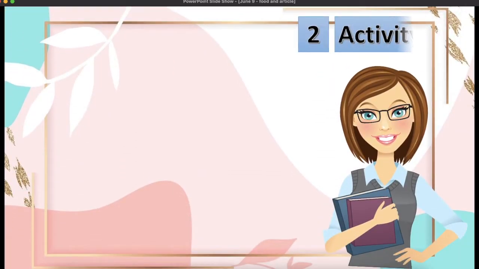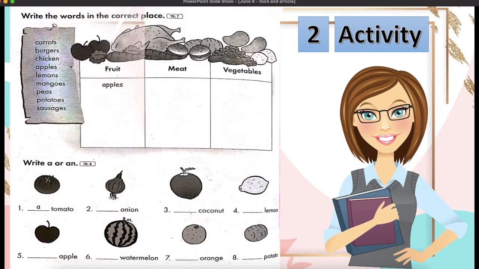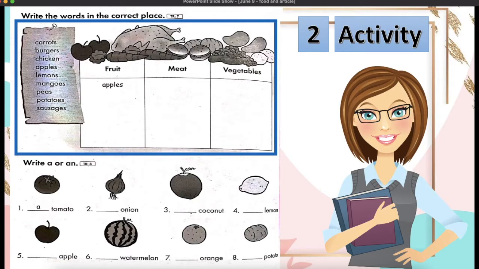So for our activity, we are going to answer this one. Since you do not have your book yet, we are going to answer this with Miss Faye. We're going to answer the first one, in which we identify whether it is a fruit, meat, or vegetables. Number one is an example. Apples. Is apple a fruit, meat, or vegetables? Of course, it is a fruit.